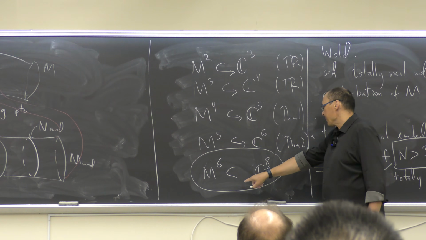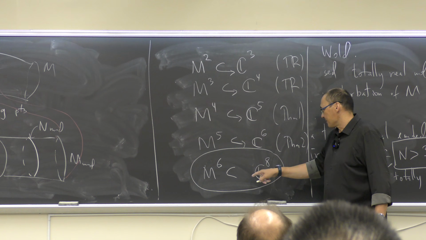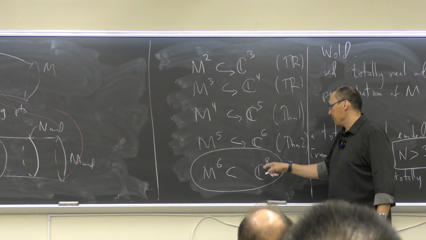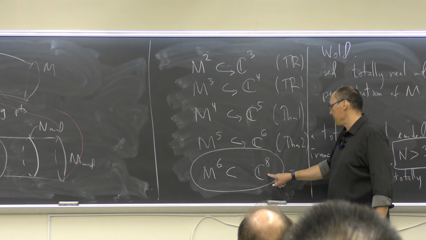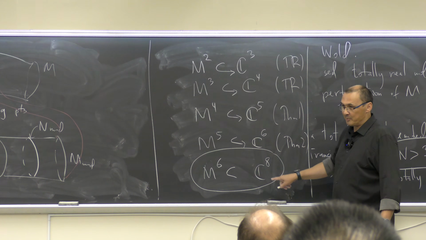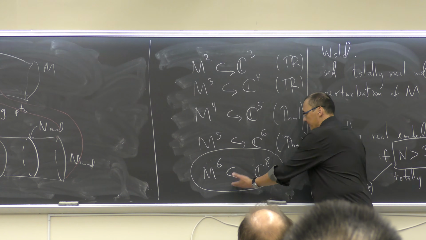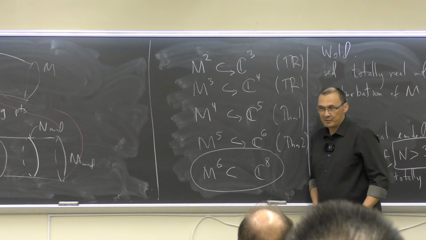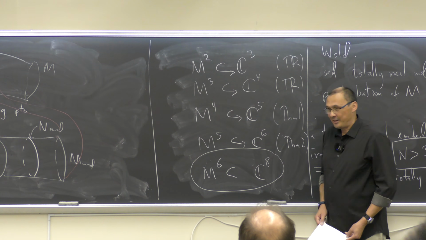So if we believe that this dimension should be n+1, then perhaps this should be C7. But the best we can do at the moment is C8. And things are even worse if you increase the dimension of M.